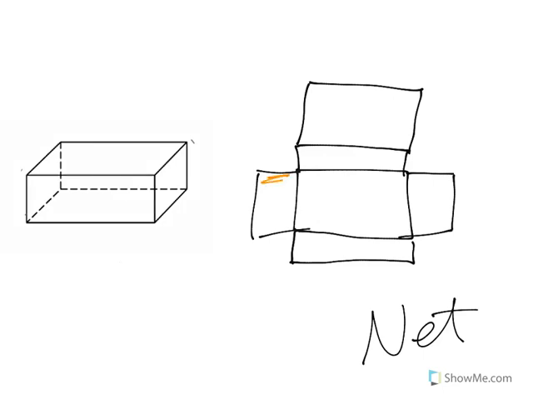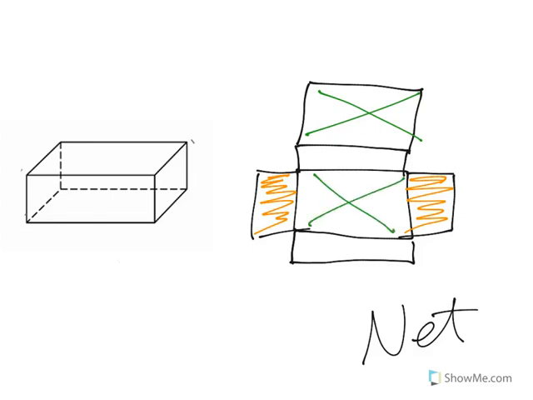Now, in a rectangular prism, the ends, right, we call those the bases, are congruent. They're the same. And then we have the top and the bottom that are going to be the same, and the other two sides that are the same. So we have 3 sets of congruent sides, and that's going to be important when we're finding surface area.